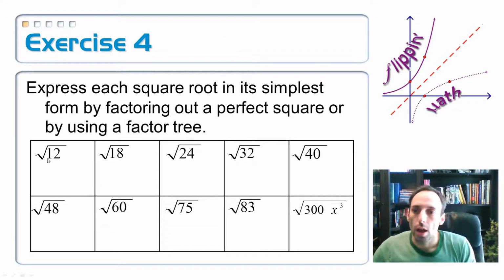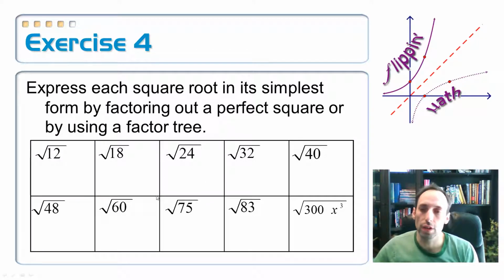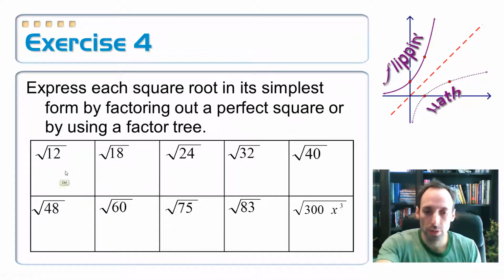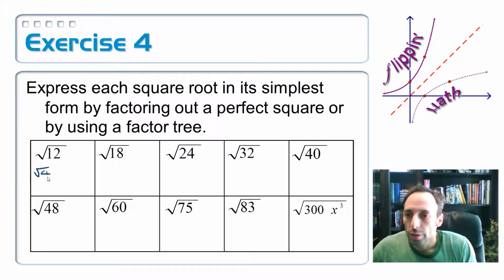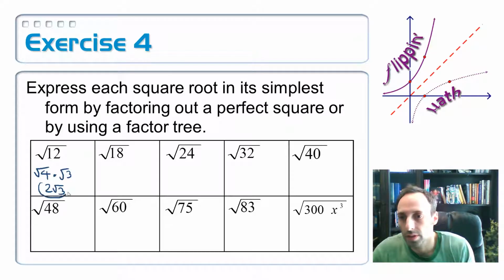Okay, we're going to do this first one together, and then I want you to pause the video and finish off the rest yourself. Unpause it, see if you got your answers right. So this first one here, I can either do it with a factor tree, or I can think of a perfect square that divides evenly in it. I'm looking at 12, and I know 4 goes evenly into it. Square root of 4 times the square root of 3. And the square root of 4 is just 2. Square root of 3 stays the same. So those two are equivalent. It's just the one I just circled is in simplest radical form.